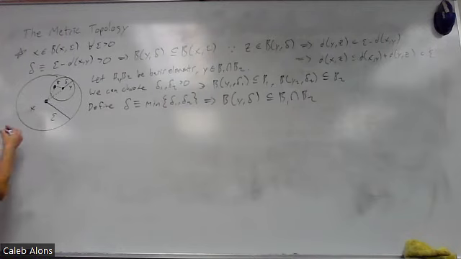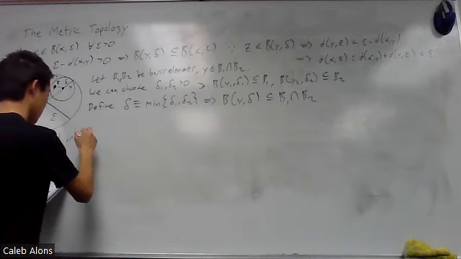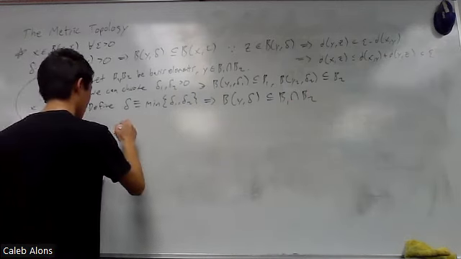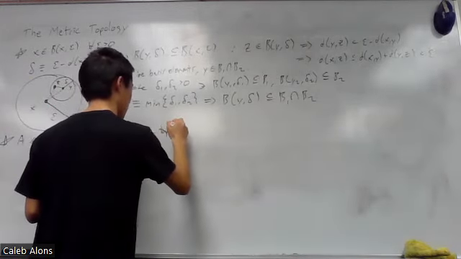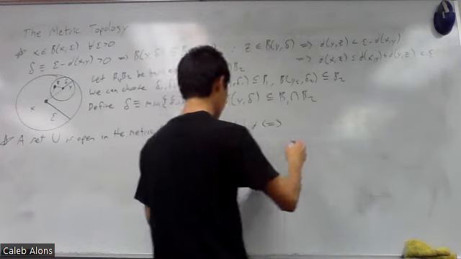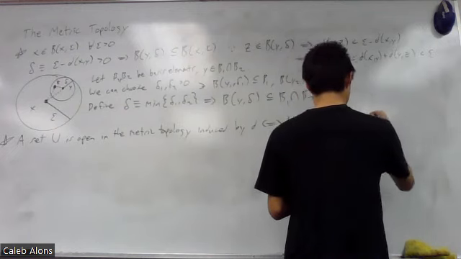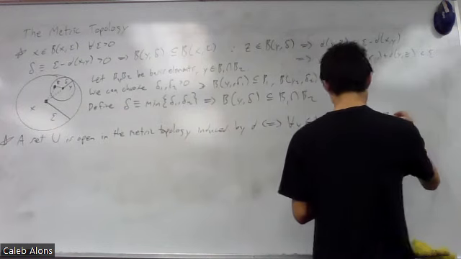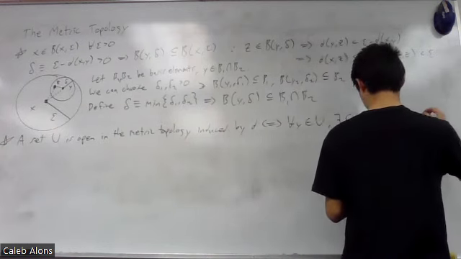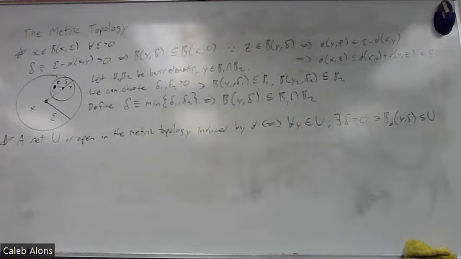And then another note is that basically a way you can equivalently do a definition is to say that a set U is open in the metric topology induced by a metric D if and only if for all points in your open set there is going to exist a delta that's greater than 0, such that there is a ball that's a subset of your open set.